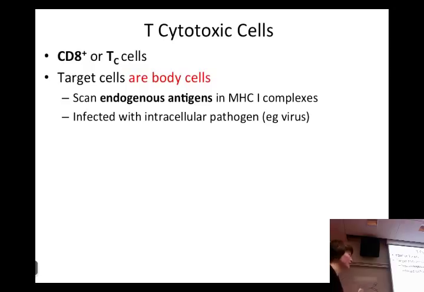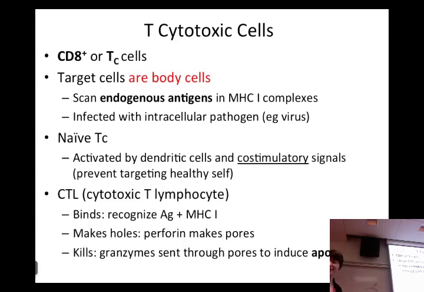So T cytotoxic cells have CD8. Their target cells are body cells, and they're constantly looking inside the body cell for what we call endogenous antigens. That means our own antigens, the stuff that we're making, we put in the basket. And as long as we're making normal stuff, then there won't be any T cells that recognize that stuff because they will have been screened out in the thymus, in that early education. But if there's anything in the basket that looks weird, for instance, if we have some kind of intracellular pathogen like a virus that helps us to make weird proteins, or if we have cancer, then there'll be something in the basket.